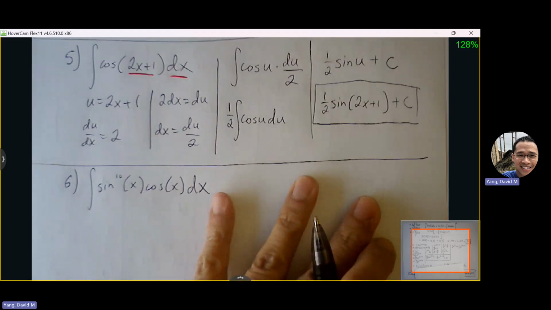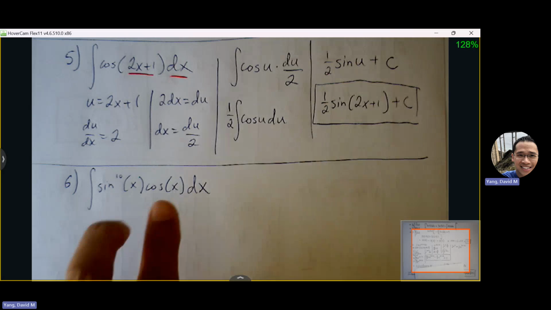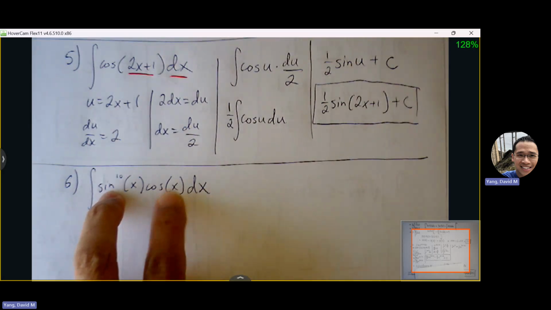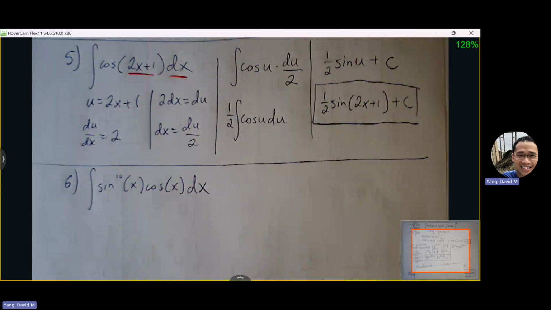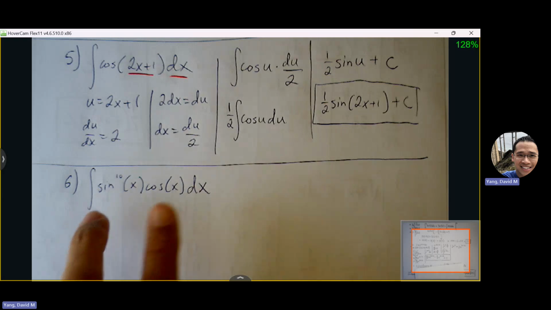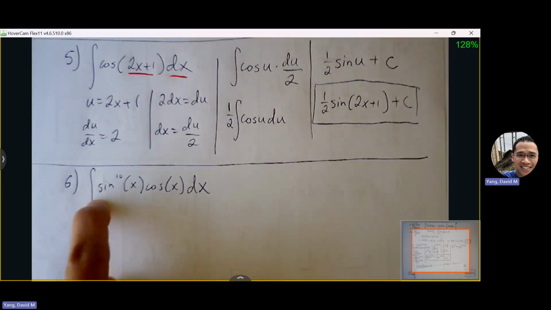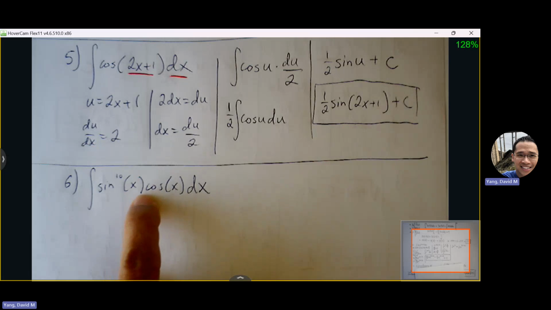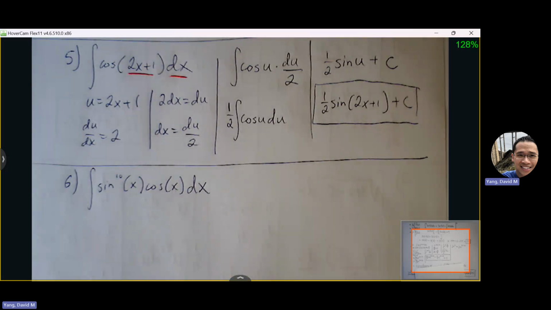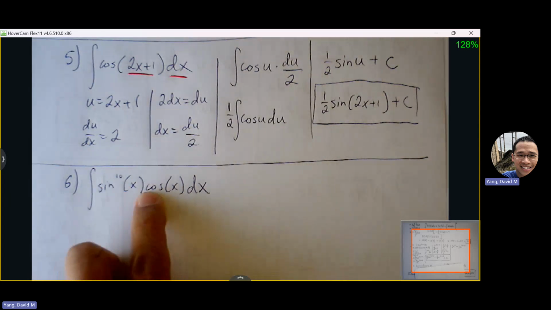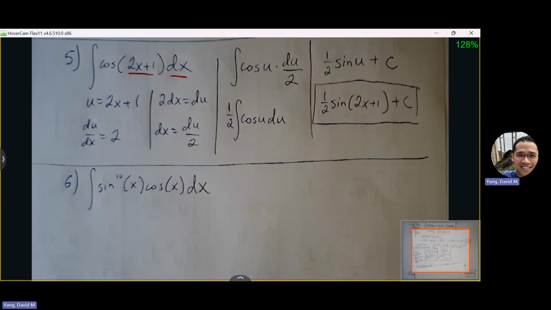Okay, number 6. First off, sine to the 10th of x times cosine x dx, we don't have one single rule that can handle this large of a problem, right? And we can't split up and say, okay, I'll do a rule for sine, I'll do a rule for cosine. These are being multiplied, so we have to go through a bit more complexity. We can't just find these separate rules, put a multiplication between them and do a plus c. There's more involvement than that.